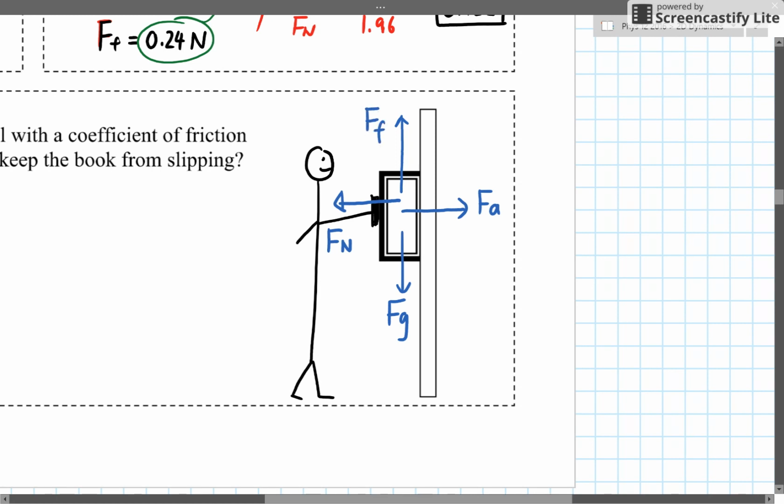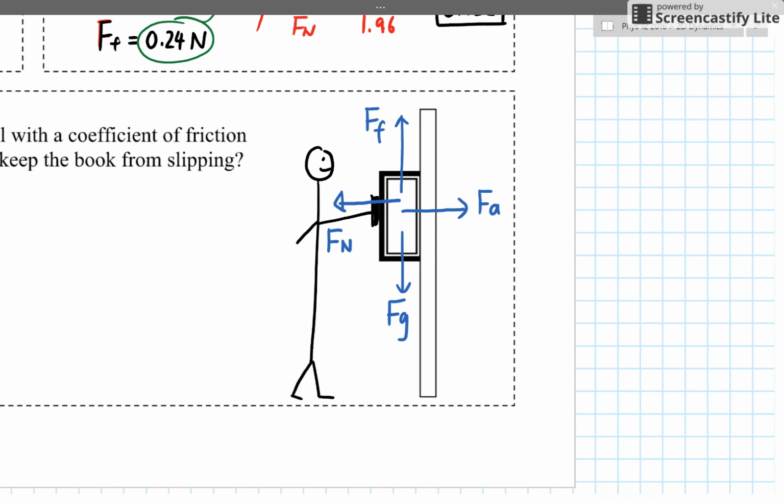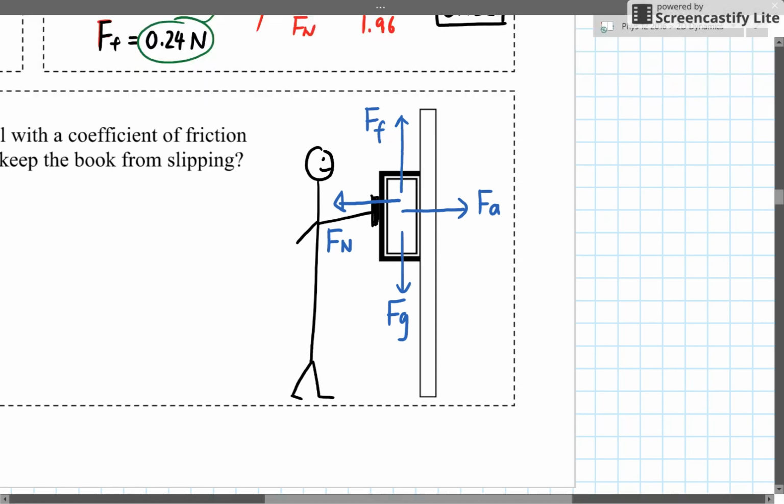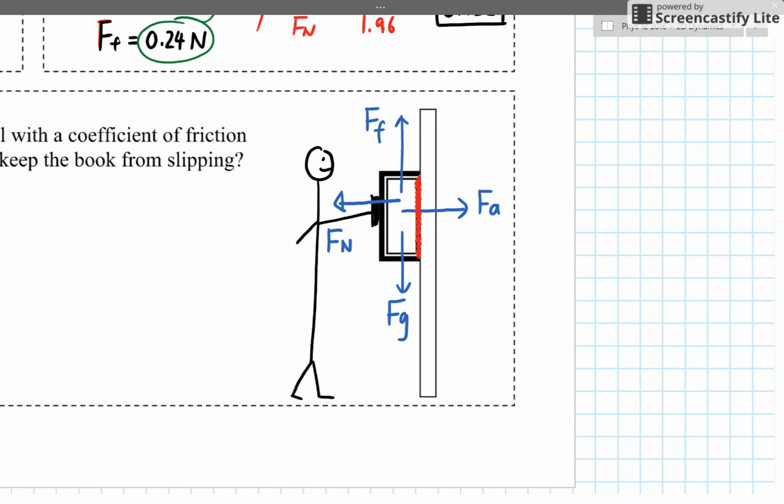So it's the friction between the wall and the book, right? It's the friction on this red highlighted surface in here because of the imperfections that we mentioned earlier, right? So there's a friction preventing the book from falling down.